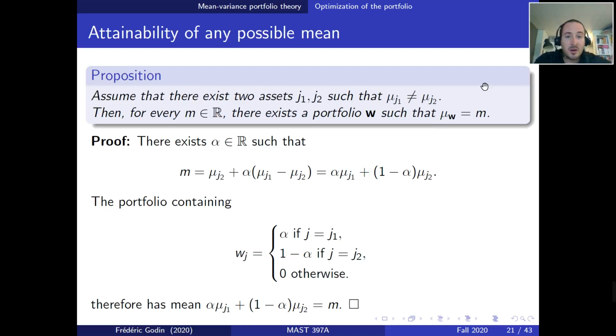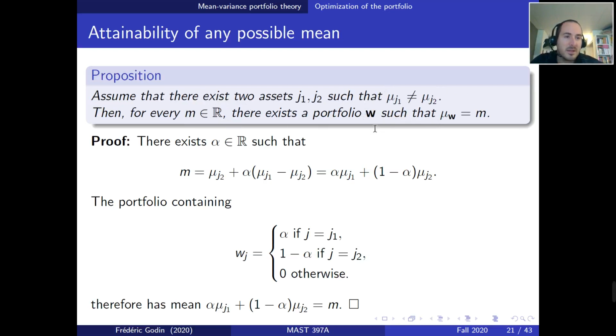So first we're going to introduce the following result, which says that for any value m for the expected return, we can indeed find some portfolio which has this expected return m under very mild conditions. Okay, so let's read the proposition. Assume that in the market there exist at least two assets, J1 and J2, for which their expected returns are different. Then for any m in R, so any real number m, there exists a portfolio W.